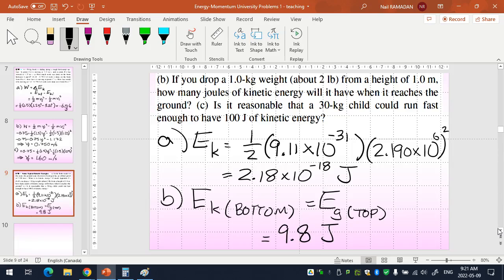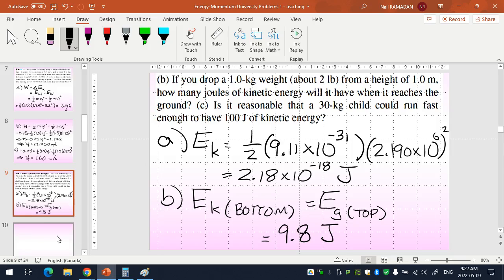Okay. Finally, is it reasonable that a 30-kilogram child could run fast enough to have 100 joules of kinetic energy? Forget that. The question is an assessment question. What are you given in the question? 30 kilograms, which is what? Mass. And also what? You're given the EK. What are you being asked to find? If you know the mass and you know the EK, what's the only left variable in the question? Speed. I need to know basically how fast a child can run if he or she has a mass of 30 kilograms to possess 100 joules of kinetic energy.